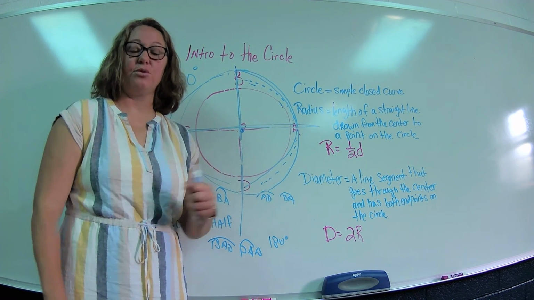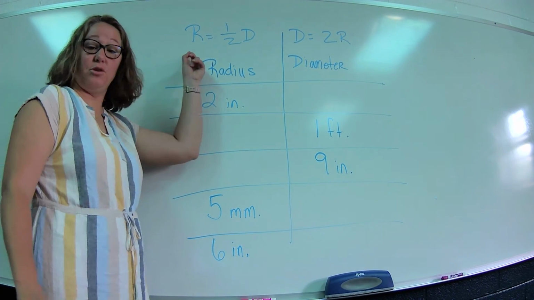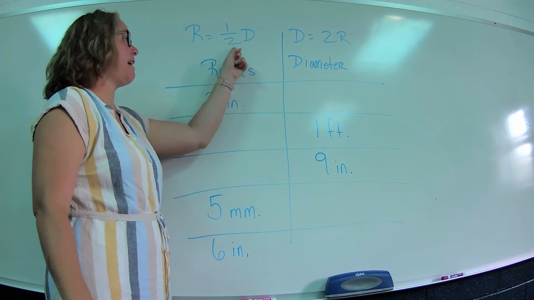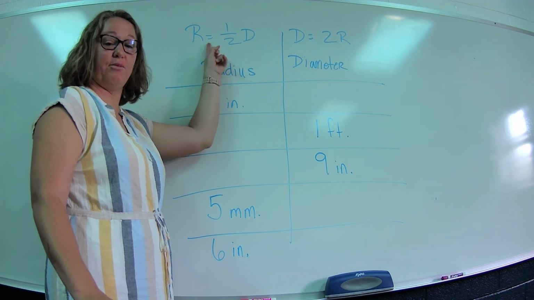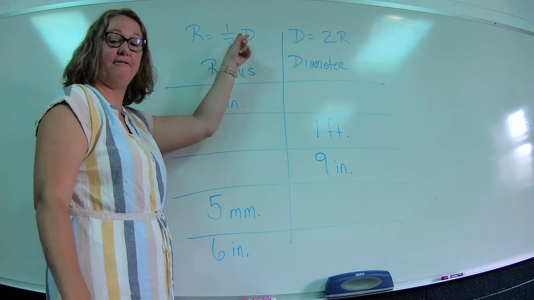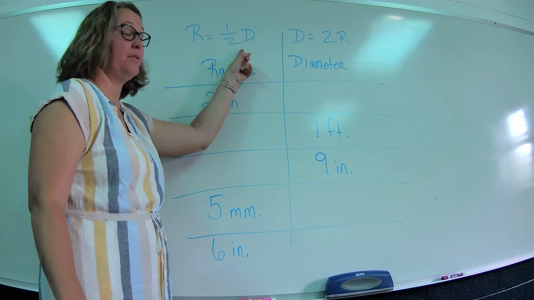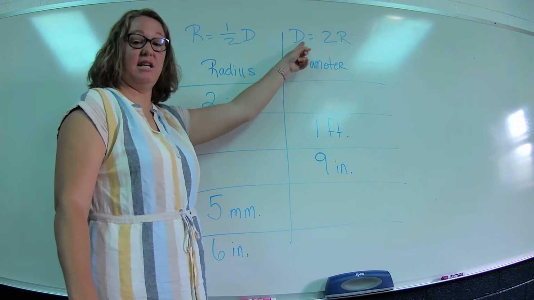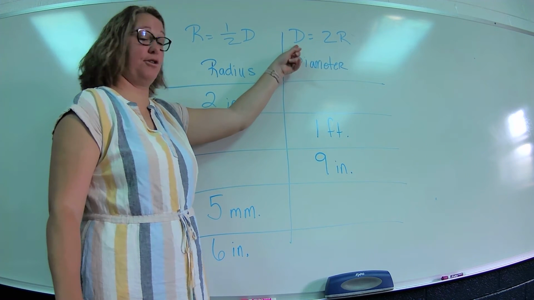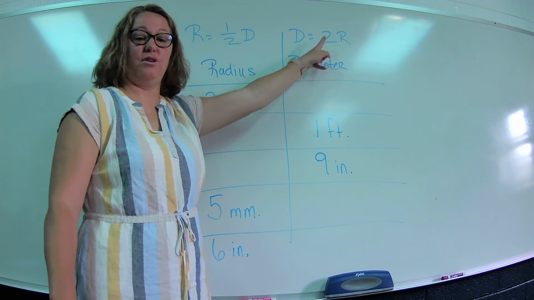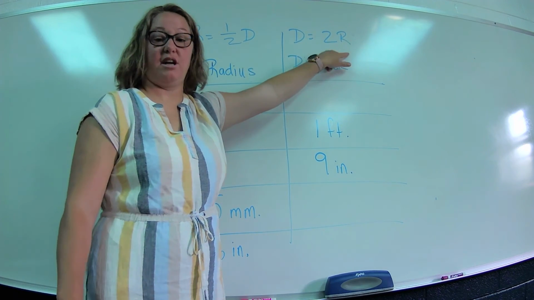All right, so let's get to working on our radius and diameter practice. Okay, so I wrote radius equals 1/2 d. We know that d stands for diameter. So say it with me: radius equals 1/2 diameter. All right, diameter, d equals 2r. R stands for radius. So diameter equals 2 times the radius.